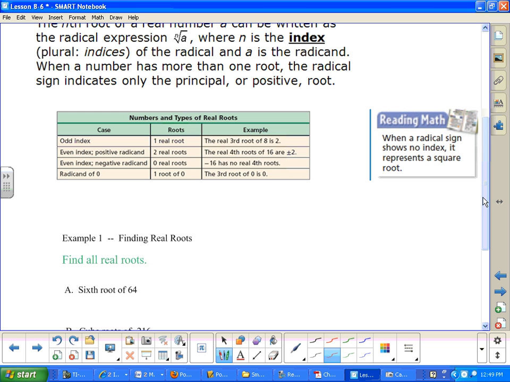Numbers and types of real roots. If you have an odd index, like the cube root, 5th root, 7th root, 9th root, then there's only one real root you can have. Like here it says the real 3rd root of 8. That actually means the cube root of 8, which we know equals 2, because 2 cubed equals 8. So if the index is odd, you get one answer.